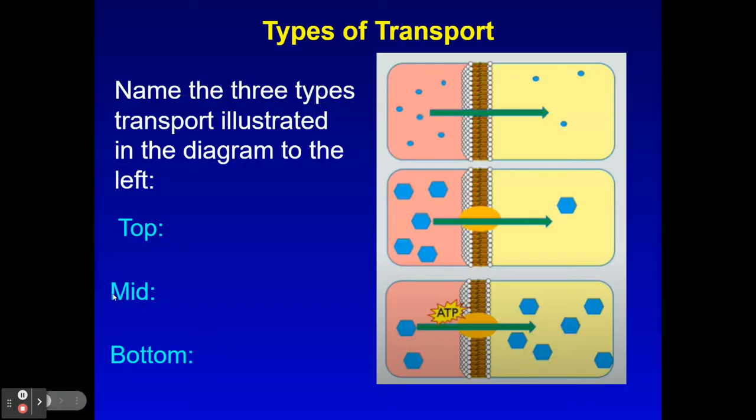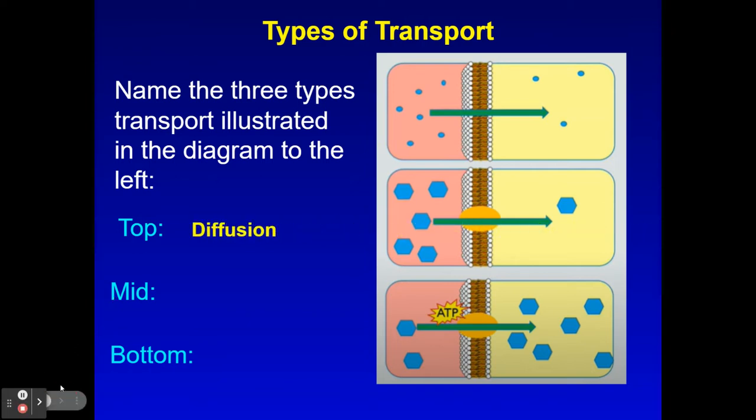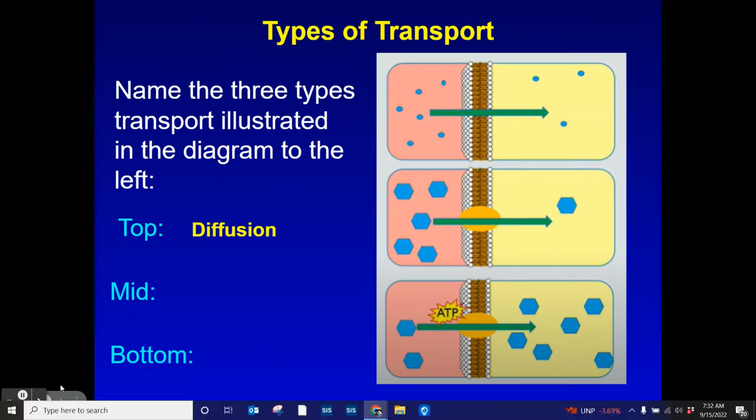Okay, so let's look at some of the types of transport that we've already talked about. Look at the top diagram. What do we see? We see particles moving straight through the cell membrane. We see a low concentration on one side and a high concentration on the other, and the movement is going from high to low. So what type of transport is that? If you guessed simple diffusion, awesome.